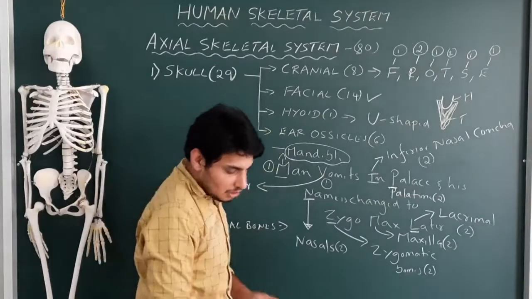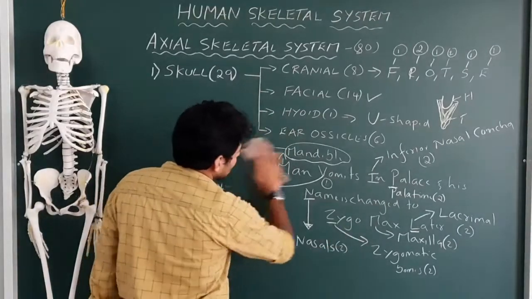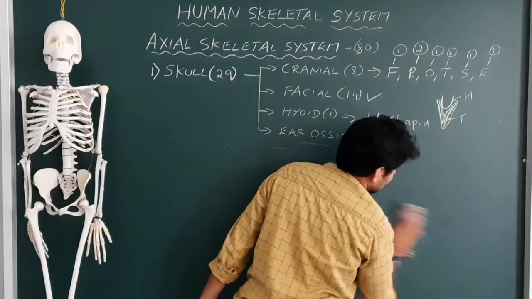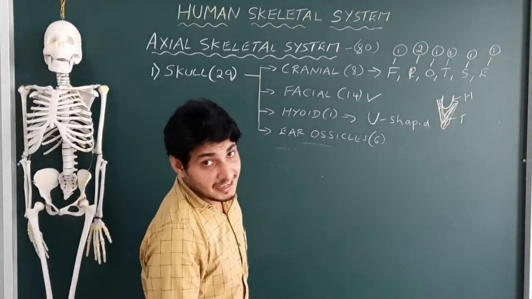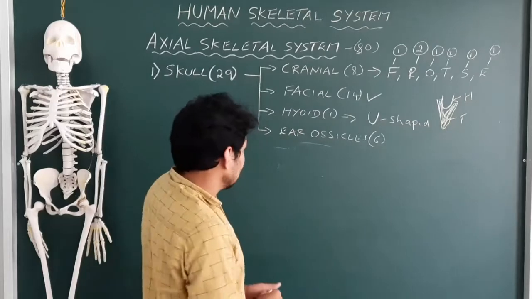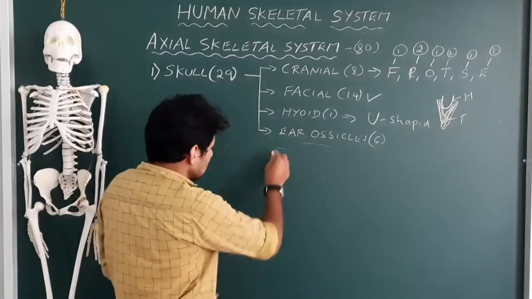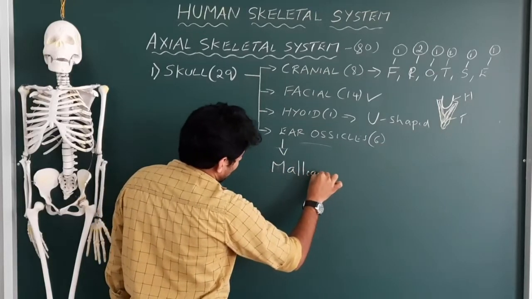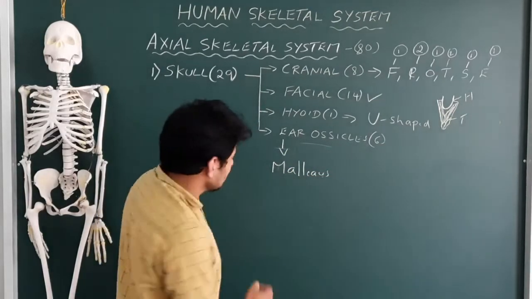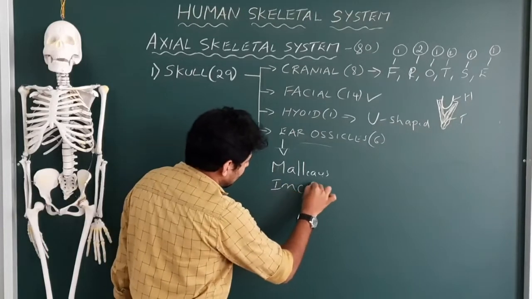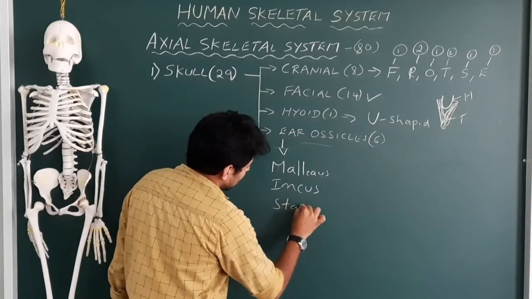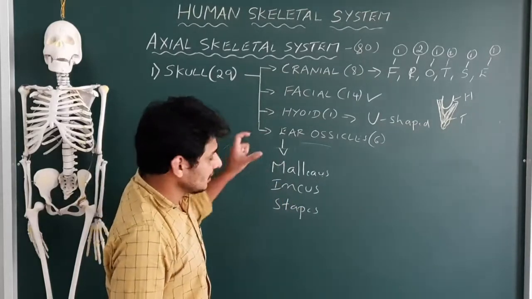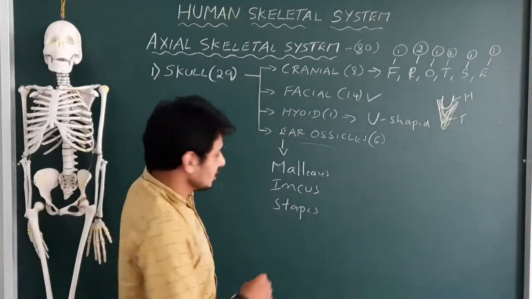Next one is the ear ossicles. Okay, so we know that the ear ossicles are of 3 types that play an important role in the transport of the vibration from external ear to the inner ear, that is the cochlea. The first ear bone is called the malleus. The second one is called the incus. The last one is called the stapes. Easy? Okay, malleus, incus, stapes are the 3 different bones present in the ear ossicle.